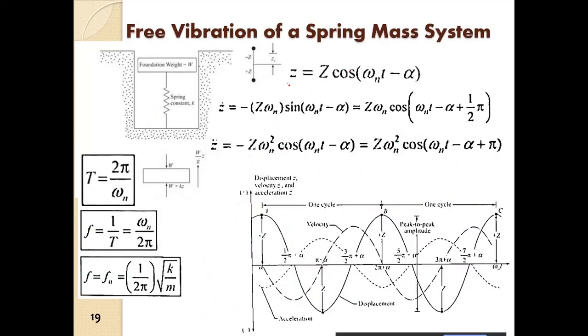At any time t, what will be the displacement of the particle? Now if we differentiate the displacement, we will get the velocity. And we saw that the velocity is at a phase difference of pi by 2, or 90 degrees.